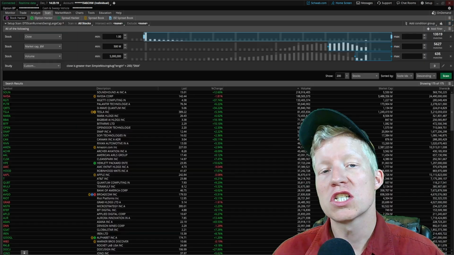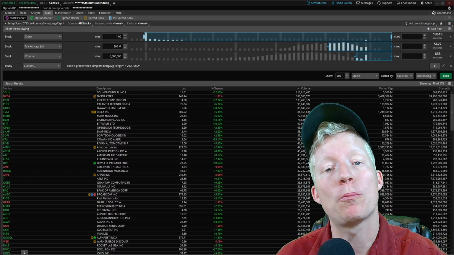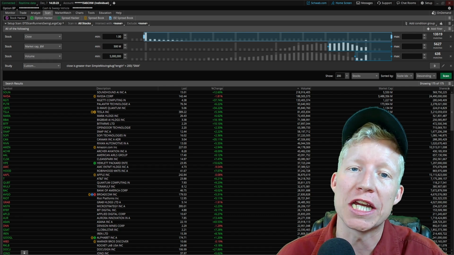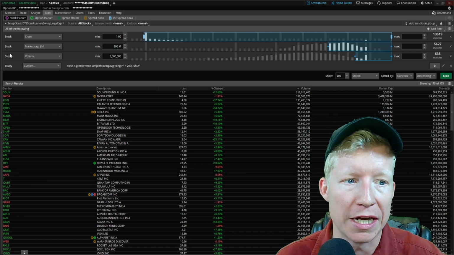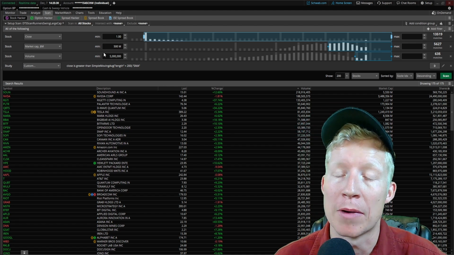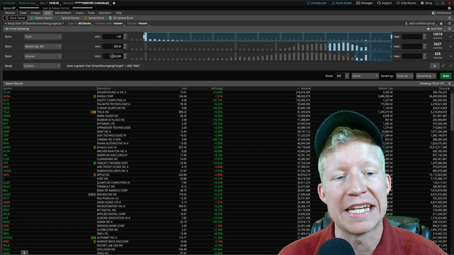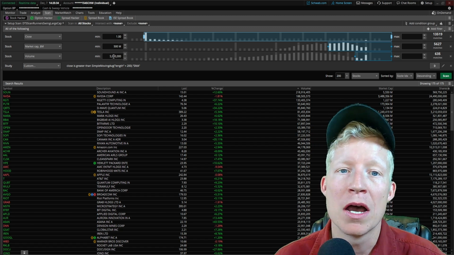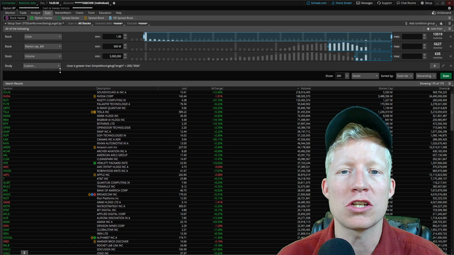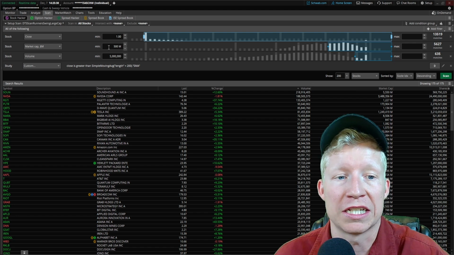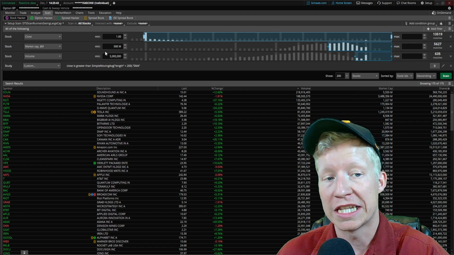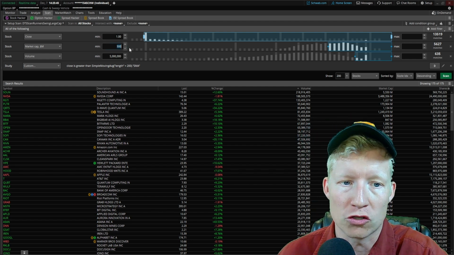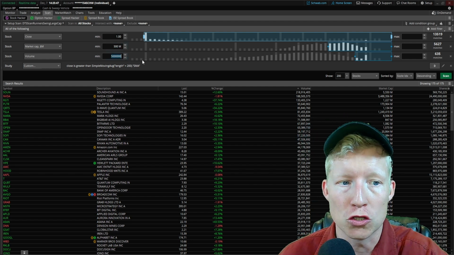So I've built a simple scanner to help us find stocks matching our trade setup. We've got our close set to a minimum of $1, market cap set to a minimum of 500 million, and daily volume set to a minimum of 5 million. Those are just our stock filters. You can obviously adjust these to whatever types of stocks you like to trade. These are the types of stocks I like to trade: large market cap, large volume stocks.